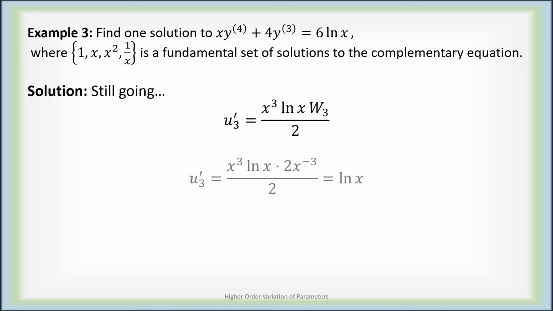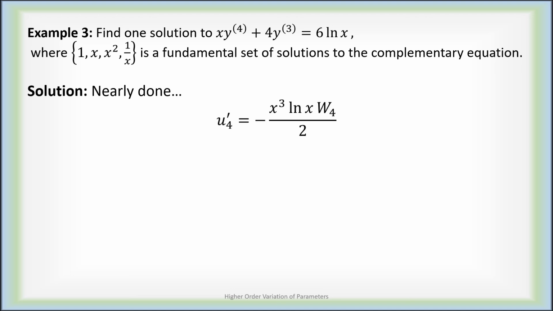u3 prime is given like this. W3 was 2x to the minus 3. All terms cancel except for the log, so u3 prime is log x. We just have to antidifferentiate log x, and we get x times log x minus 1. Then I have to multiply by y3, the third element of our fundamental set of solutions, which is x squared. Overall, u3 y3 is x cubed times log x minus 1.